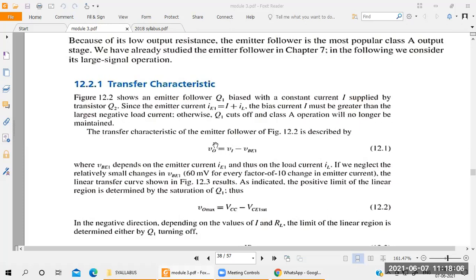So here we take the KVL equation. Apply KVL for the output side, the output of the Q1 transistor. If you apply KVL here, we get V0 is equal to Vi minus VB1. Now to find the output voltage, what is the equation here? Vi minus VB1.